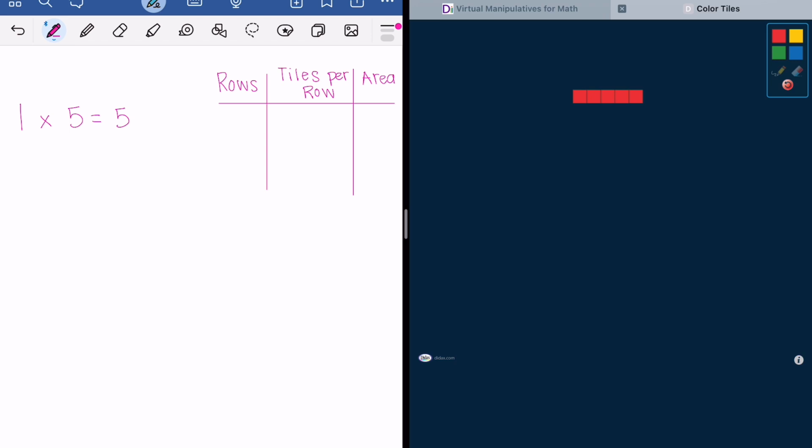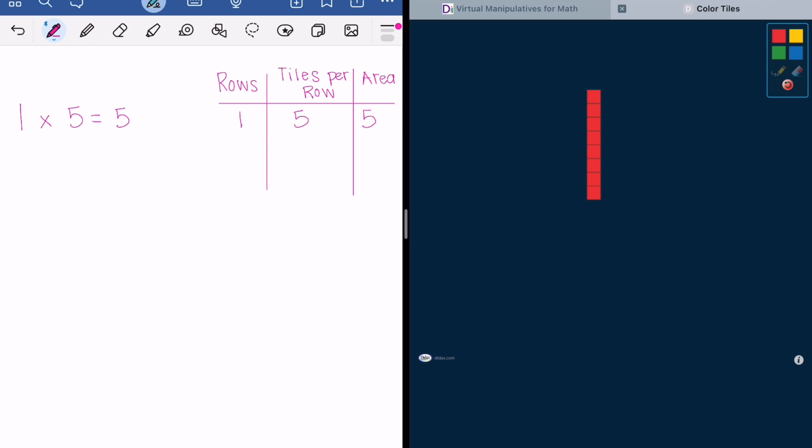Let's fill this in on our table. 1 row, 5 tiles per row, is an area of 5. Next, let's build 8 rows of 1 tile. How many tiles did it take to build this model? What is the area of this model? It took 8 tiles to build this model, so the area is 8 square inches.